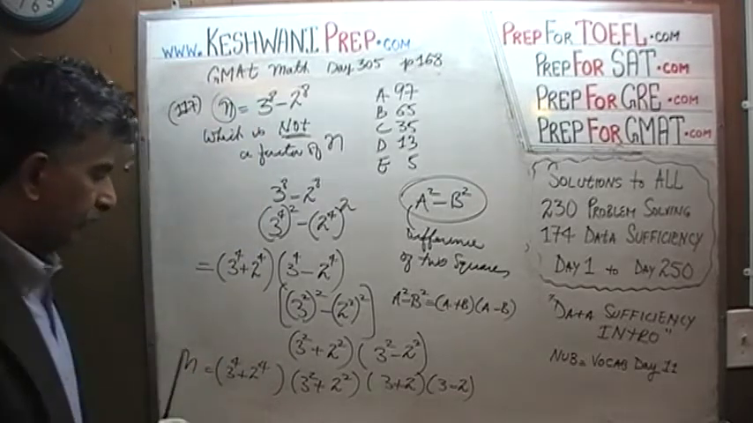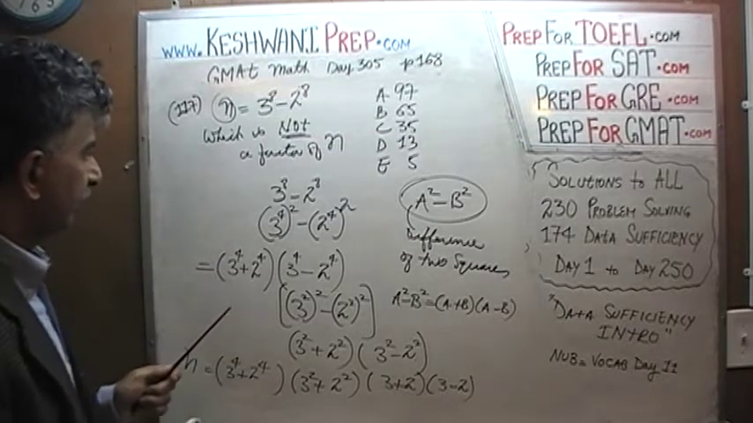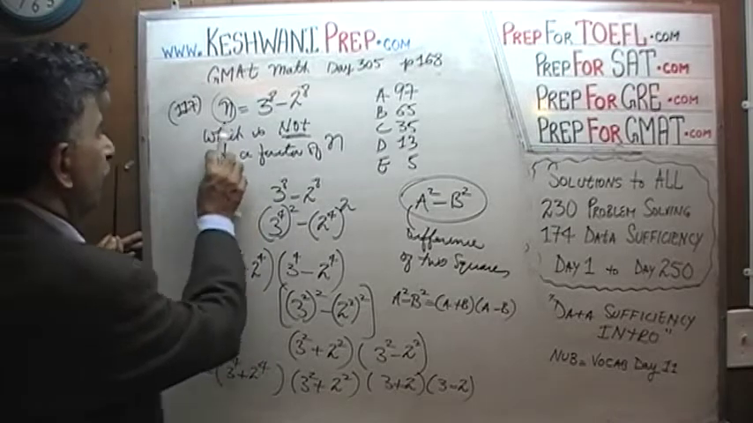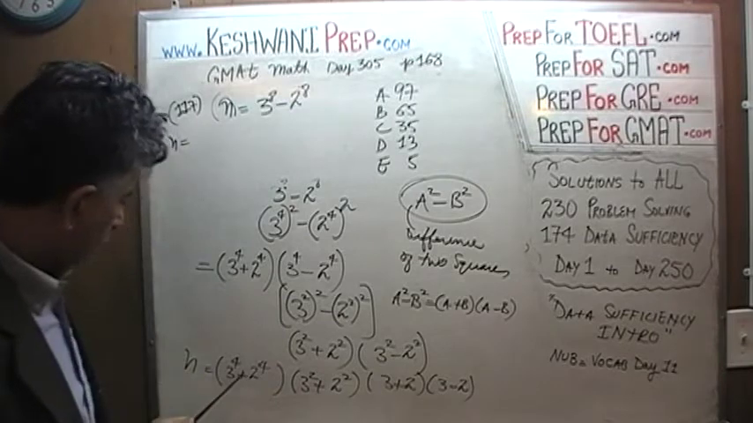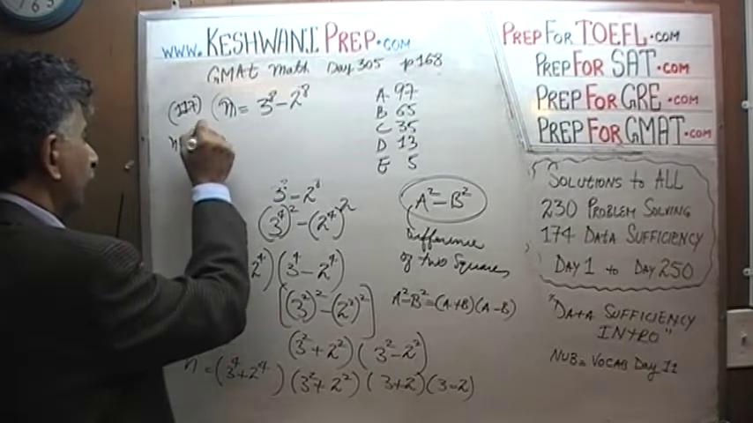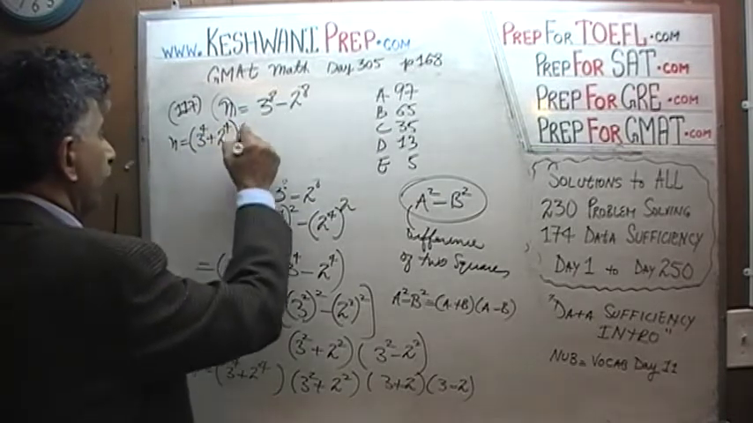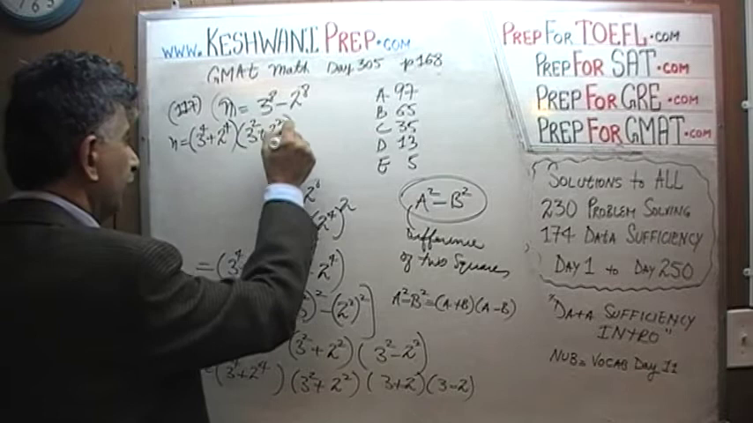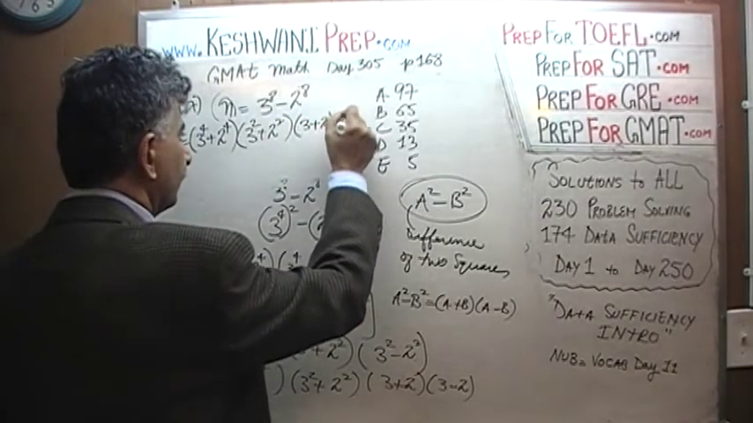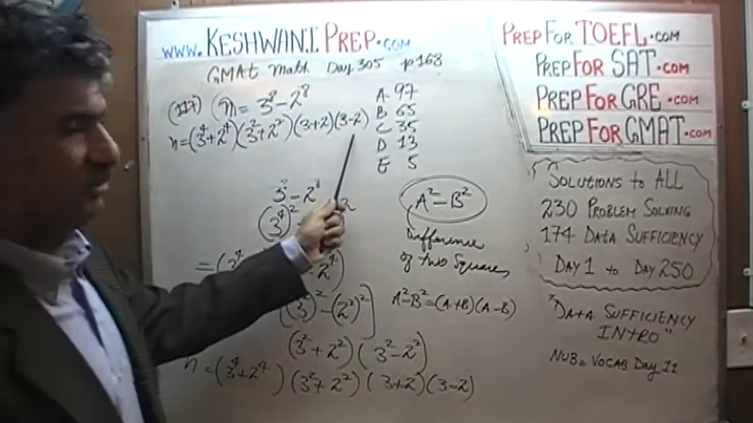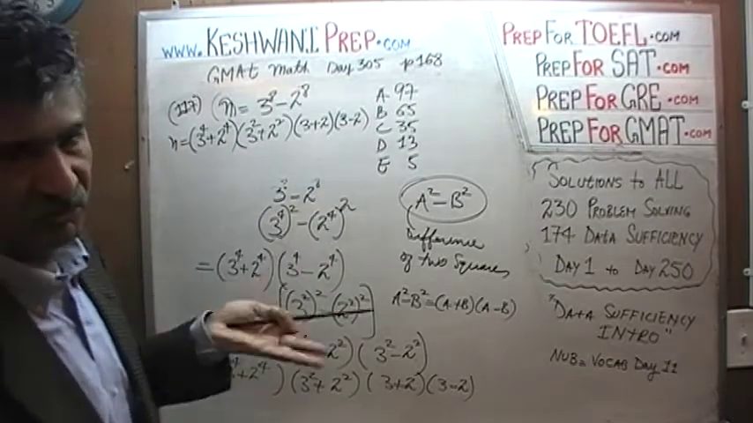This is our n. Let's put this n up here so that we can do something with it. We no longer need the problem. So our n, we just found out, equals 3 raised to 4 plus 2 raised to 4 times 3 squared plus 2 squared times 3 plus 2 times 3 minus 2. Of course, we're just writing 3 minus 2 for theoretical purposes, because 3 minus 2 is just 1, obviously.